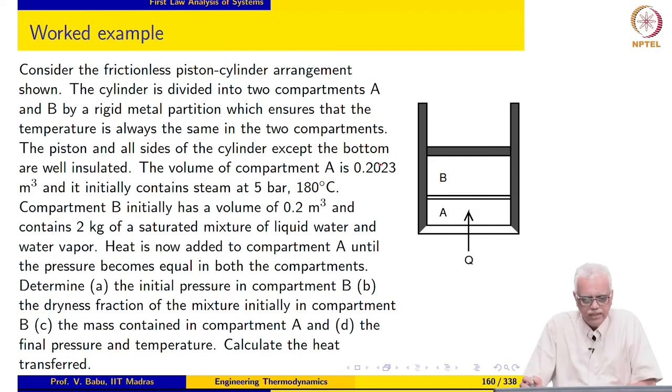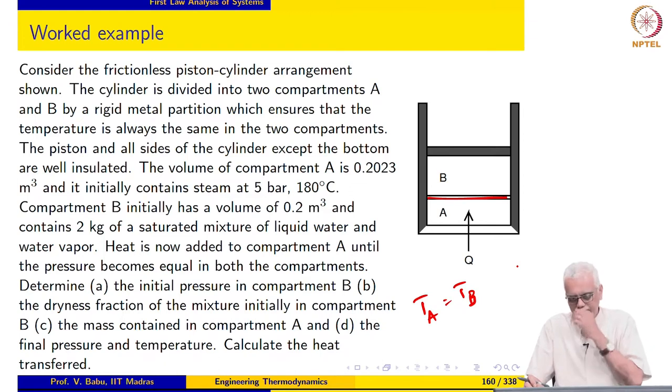Okay, let's go to the next example, which is somewhat more involved. We have an insulated piston cylinder arrangement with a metallic partition in between. It is a very thin partition and does not store any energy. It's rigid, so it remains flat, but it's a metallic partition so that TA equals TB all the time. The temperature on both sides is always the same. That is what the metallic partition does.